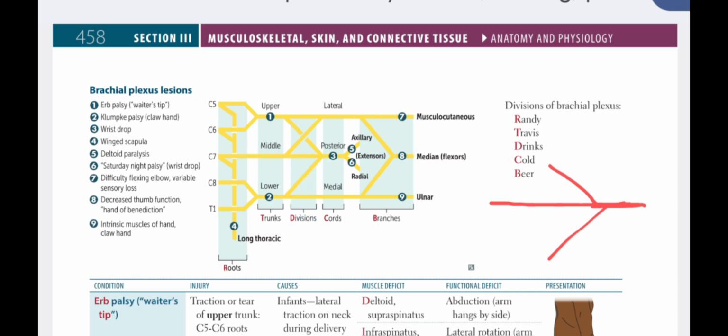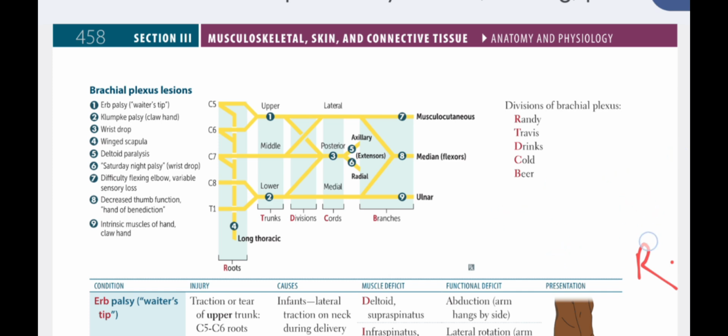This posterior cord then divides into different nerves. One of them is the axillary nerve, and the second one is the radial nerve. After giving out the radial nerve, this continues as it is as the median nerve. So we have three branches coming off from the posterior cord: one is the axillary, the other is the radial, and the last is the median.